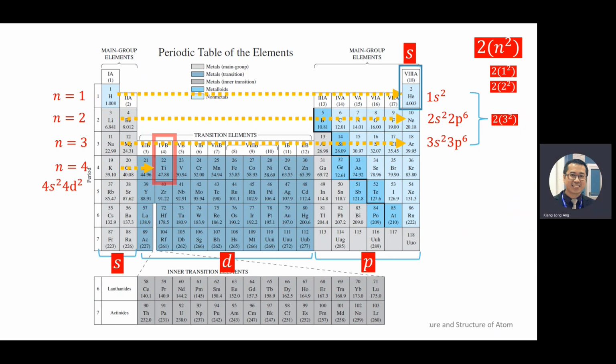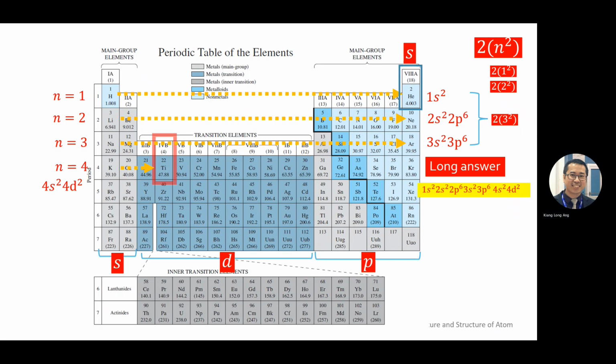And actually, you can sum all this together in one term. It's a long answer. Meaning you can write 1s2, 2s2, 2p6, 3s2, 3p6, 4s2, 4d2. This answer is also correct, but it is a bit long. What happens if in the test I give you an element somewhere below here? Then it will be very long. So is there any shortcut or short way when scientists write the element? The answer is yes.